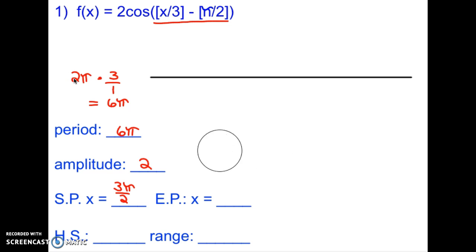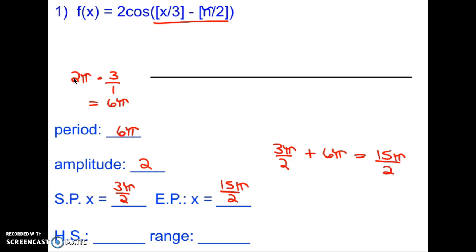My ending x value, if I know where it starts, which is 3 pi over 2, and I know how far it traveled, which is 6 pi, I should be able to add them together and know where the graph should end. So 3 pi over 2 is where it starts. It's traveling a distance of 6 pi. If you do a common denominator with 6 pi, so you write it as 12 pi over 2, you figure out that it's ending at 15 pi over 2. So that's going to be the ending x value, 15 pi over 2.